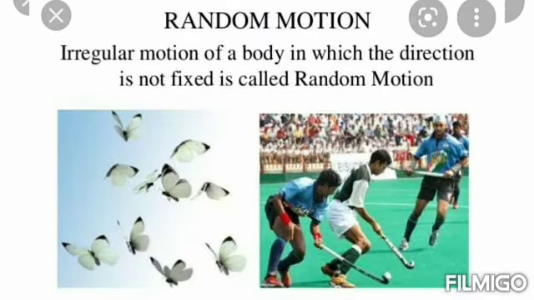Fourth one is random motion. Irregular motion of a body in which the direction is not fixed is called random motion.